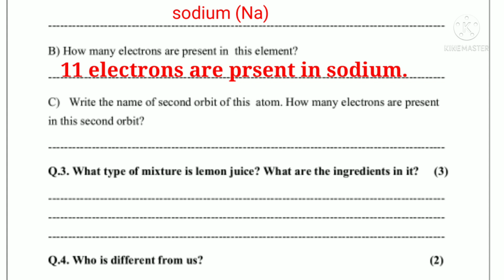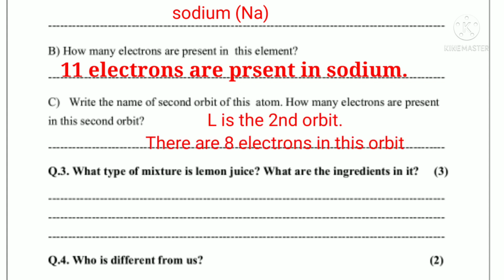Question C, write the name of second orbit of this atom. How many electrons are present in this second orbit? We know that there are 4 orbits K, L, M, N. These are the shells, and we have to write the name of second orbit, that is L. We can write as the name of the second orbit of this atom is L. How many electrons are present in this second orbit? We have to write electrons in the second orbit. Here there are 8 electrons in the second orbit.